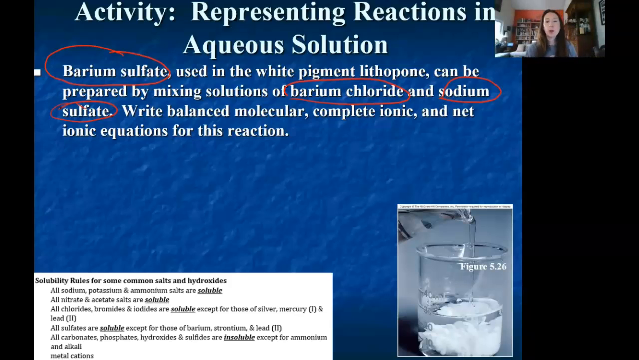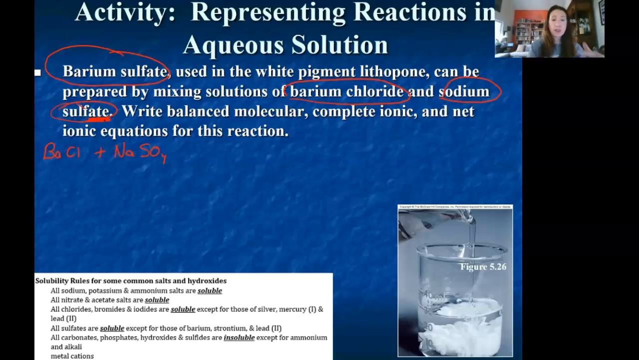Okay, so barium chloride and sodium sulfate are our reactants, and barium sulfate is our product. So we have, I'm trying to write this really nice. Barium chloride plus sodium sulfate. Okay, right? The SO4 means it's a polyatomic ion, right?